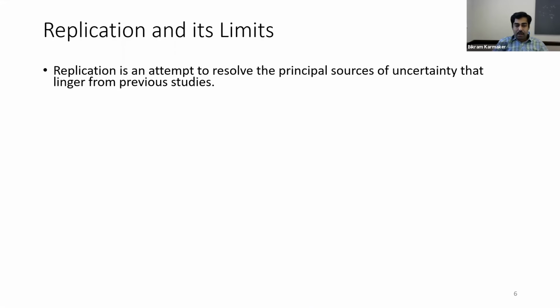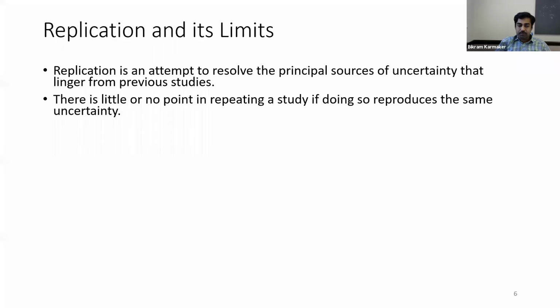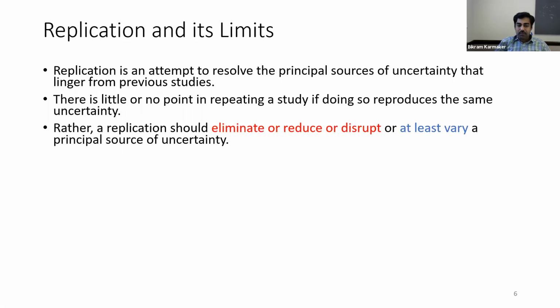Replication is an attempt to resolve the principal sources of uncertainty that linger from previous studies. There is little to no point in repeating a study if doing so produces the same uncertainty. And this statement might be a little strong, but I'll stand by it for now. Rather, a replication should eliminate or reduce or disrupt, or at the very least, it should vary a principal source of uncertainty in your study.